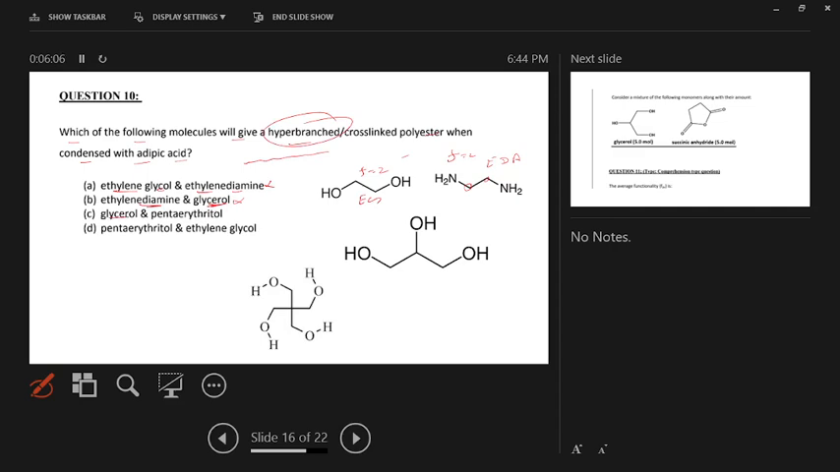Then glycerol. This is glycerol. Its functionality is 3, so it can make branches from 3 sites. The same goes for pentaerythritol. Pentaerythritol also contains F equal to 4. So when this molecule reacts with the other molecule, it can make a hyperbranched polymer.